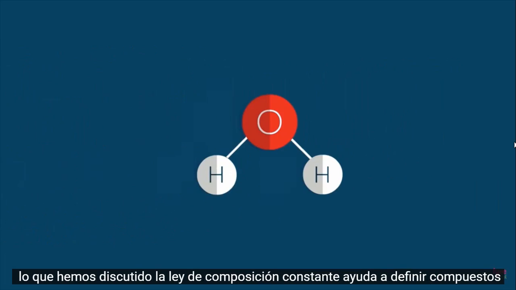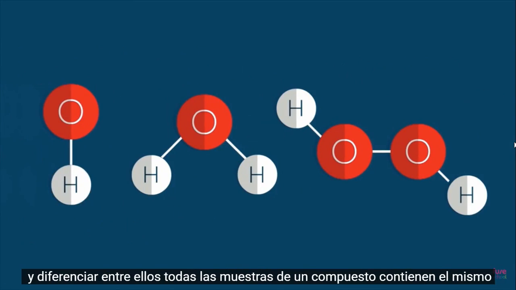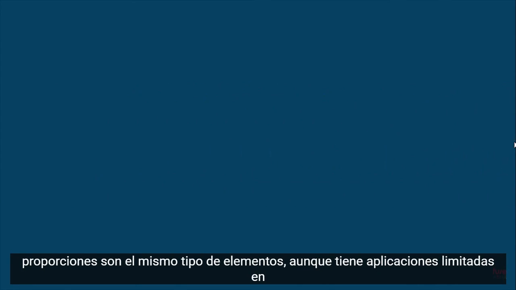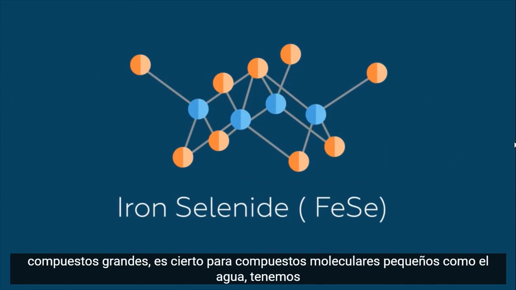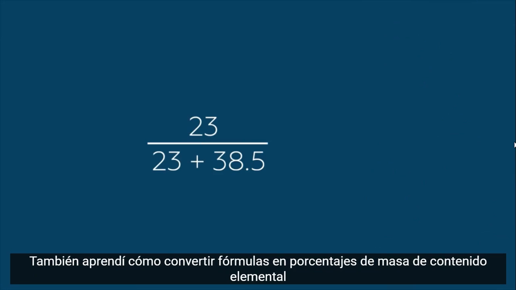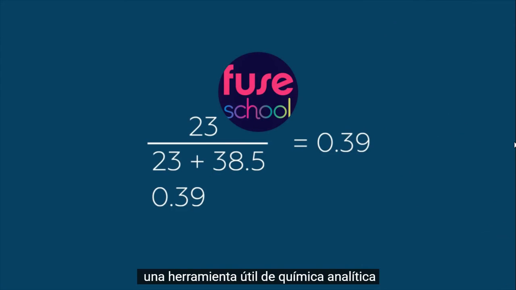Let's go over what we've discussed. The law of constant composition helps to define compounds and differentiate between them. All samples of one compound contain the same ratios of the same kinds of elements. Although it has limited applications in large compounds, it holds true for small molecular compounds like H2O. We have also learnt how to convert formulae into elemental content, mass percentages, a useful tool of analytical chemistry.